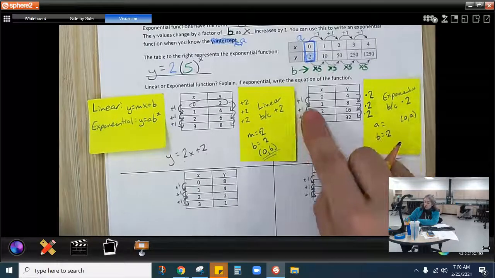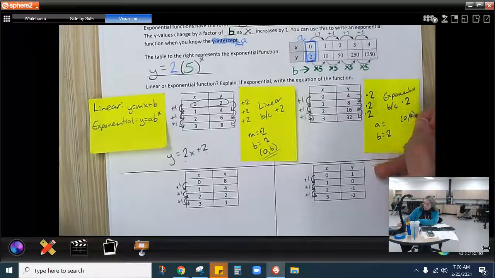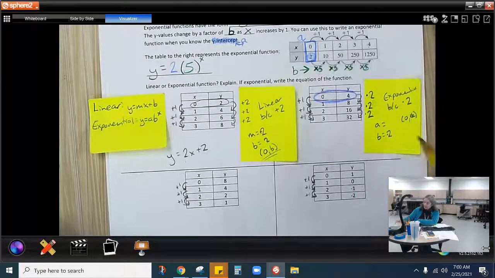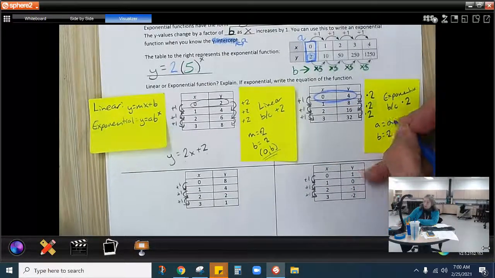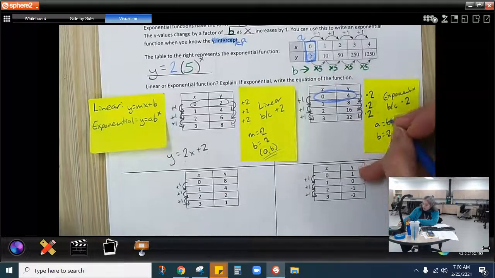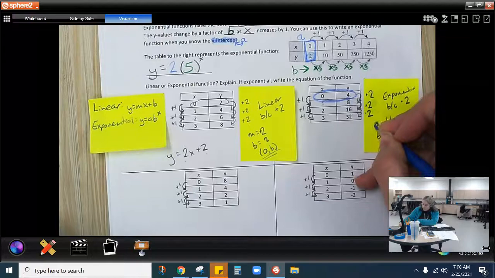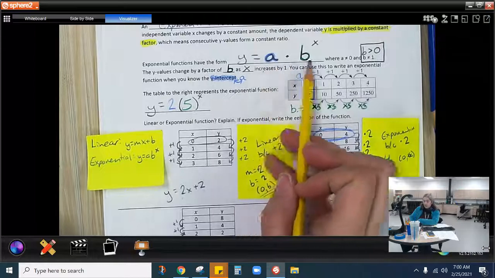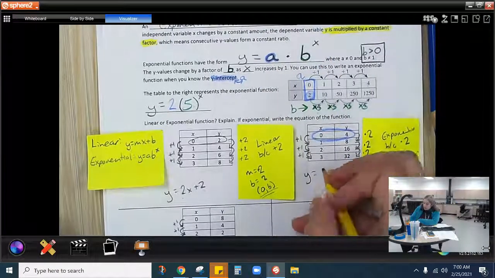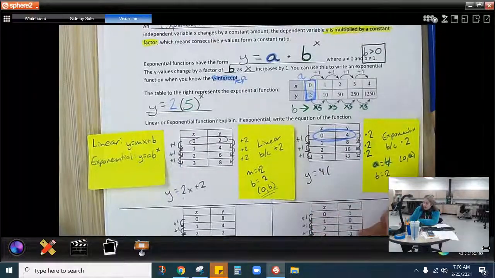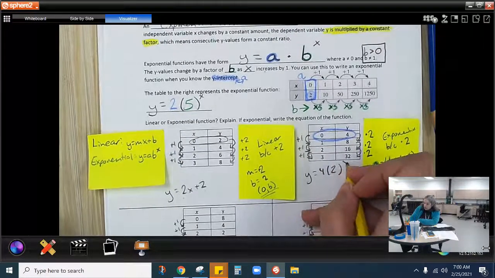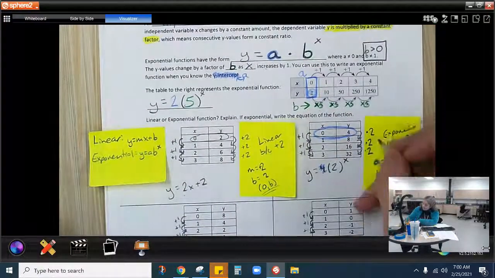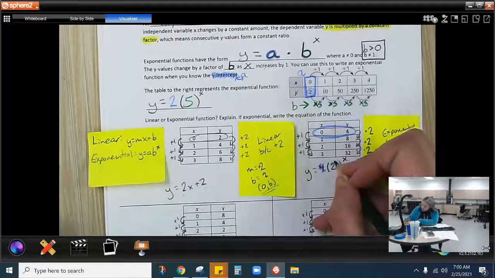So with our A value here, we're looking in our table, and we know that A is going to be wherever X is 0. So this right here is our starting value, A. And that's because X is 0. 4. So when I go to write this function, we know it's going to be y equals A times B to the X. So this would be y equals our A we said was 4. I used parentheses, and then our B was 2, and then we just put our X there. So this is our A. This is our B.